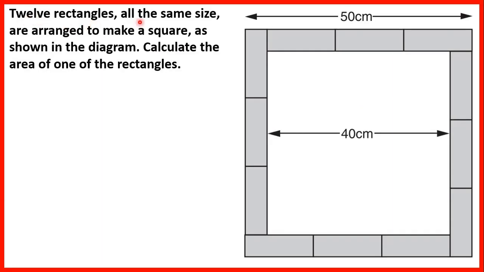12 rectangles, all the same size, are arranged to make a square, as shown in the diagram. Calculate the area of one of the rectangles.